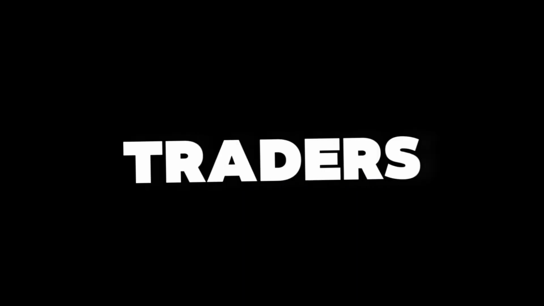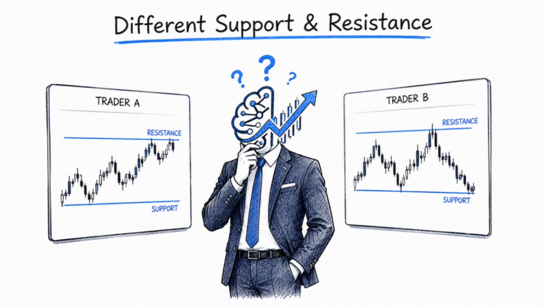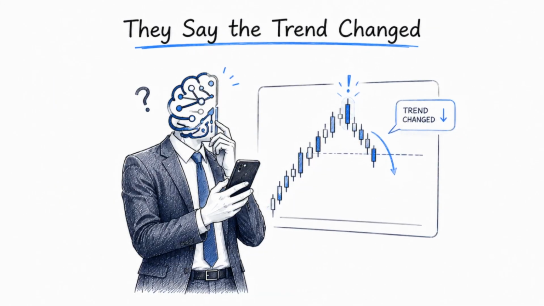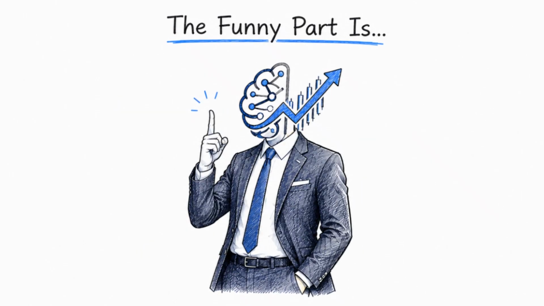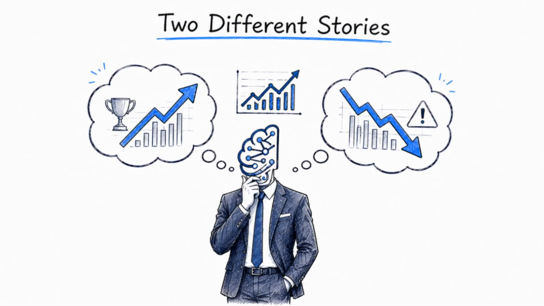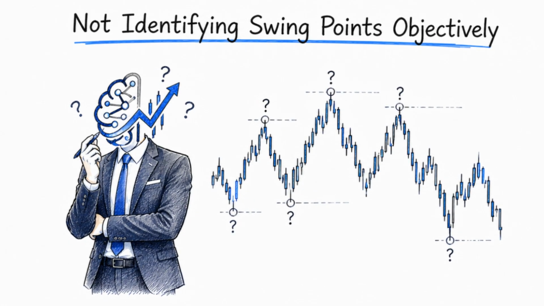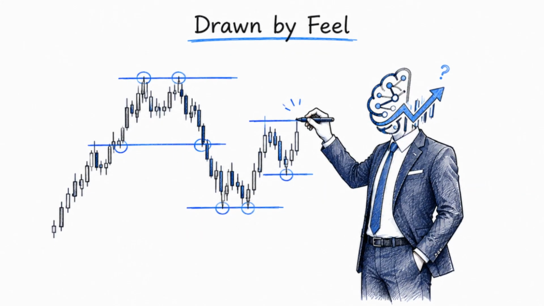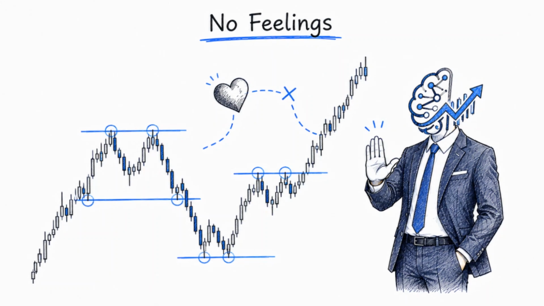Why most traders draw different charts. Have you ever compared your chart with another trader's and wondered why their support and resistance look completely different? Or why they say the trend has changed, while you're still convinced it's going up? The funny part is, you're both looking at the exact same chart, yet somehow you've created two completely different stories. Why? Because most traders don't know how to identify swing points objectively. Instead, they draw lines wherever they feel important. And trust me, the market doesn't care about feelings.